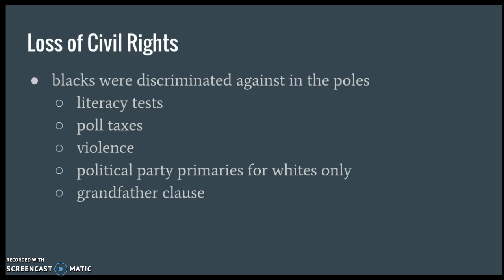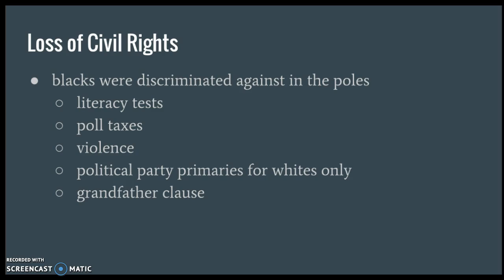Through segregation, colored people across America were losing their civil rights. This includes discrimination in the polls. Literacy tests, poll taxes, violence, political primaries just for whites, and the grandfather clause were implemented to reduce minority voice in elections. Literacy tests proved unfair because the designated schools for colored people received an inferior education to the white schools. Considering the economic bondage caused by sharecropping, many colored people found it difficult to afford the poll tax.